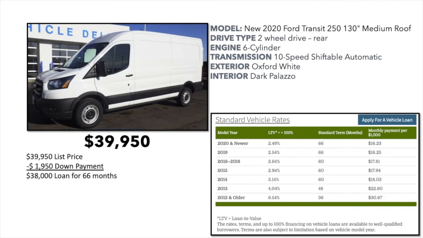And so how much would our monthly payment be? Well, the monthly payment is per $1,000. So since there are $38,000, that would be 38. Okay, $38,000 divided by 1,000 gives us 38. We multiply that times the monthly payment per $1,000, which is $16.23, and it tells us that basically our monthly payment would be $616.74.